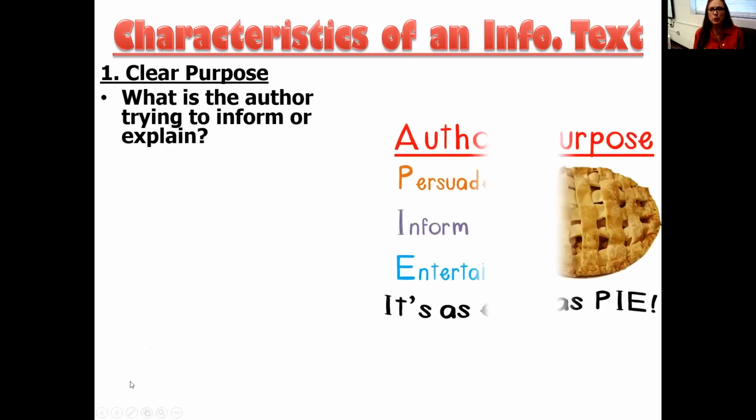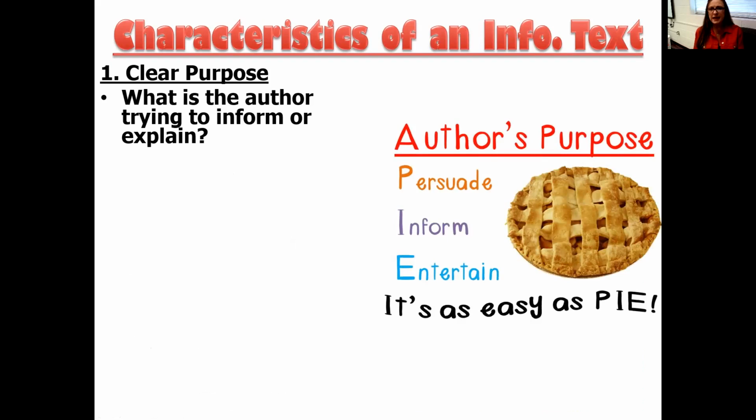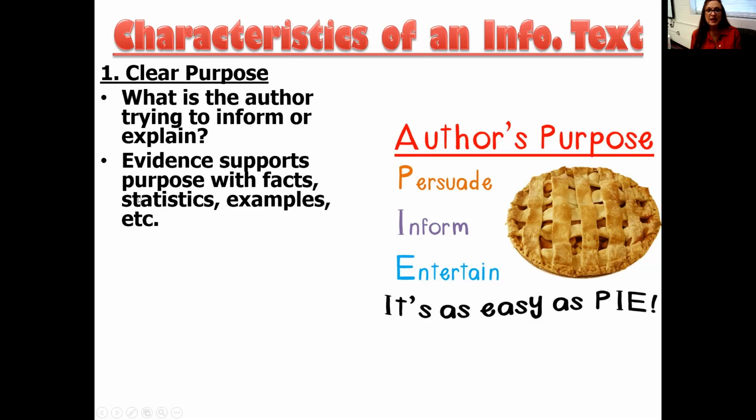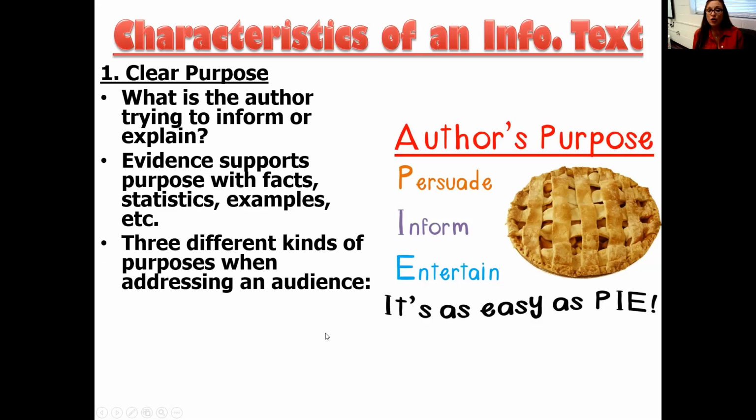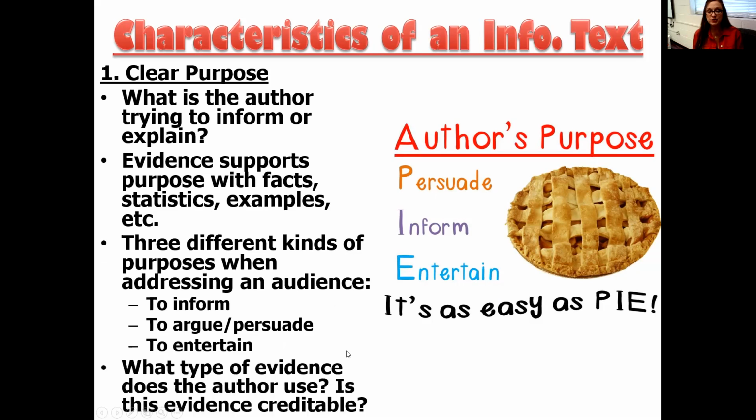Now, informational text is going to have certain characteristics that let you know what it is. First of all, it has a clear purpose. What's the author trying to inform us? The author's purpose for writing is always as easy as pie. And by pie, I mean persuade, inform, entertain. An author who is writing informational text is usually trying to persuade you to see his or her point of view, to inform you, to give you information, or to entertain you. Evidence has to be supporting it with facts, statistics, examples, and there are three different kinds of purposes, and that is to inform, to persuade or argue, and to entertain.